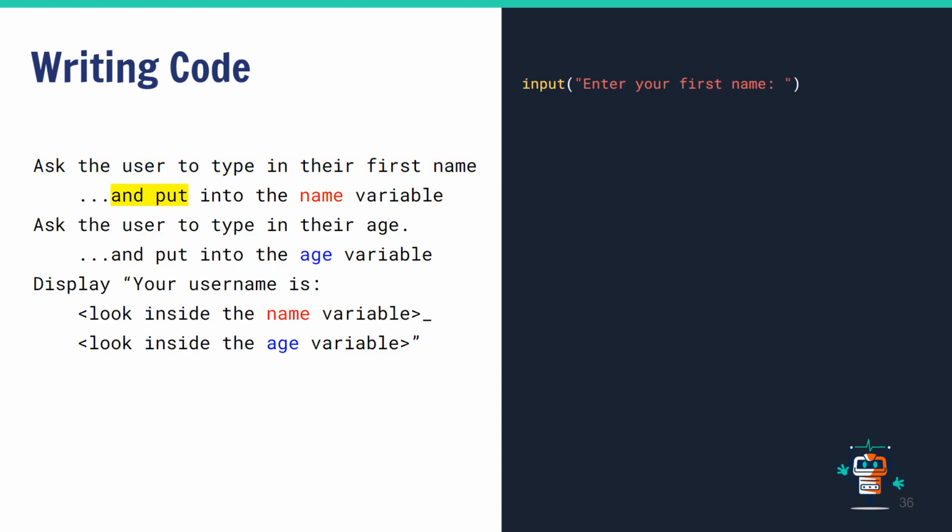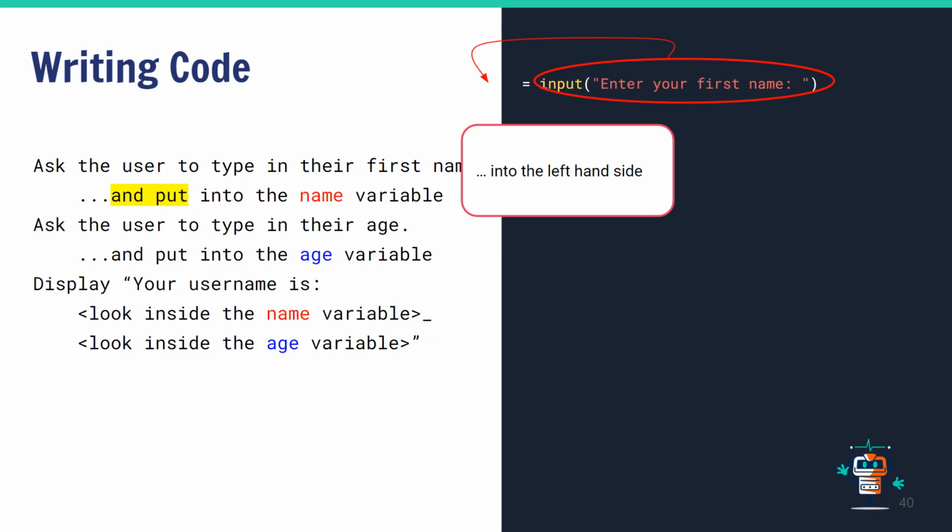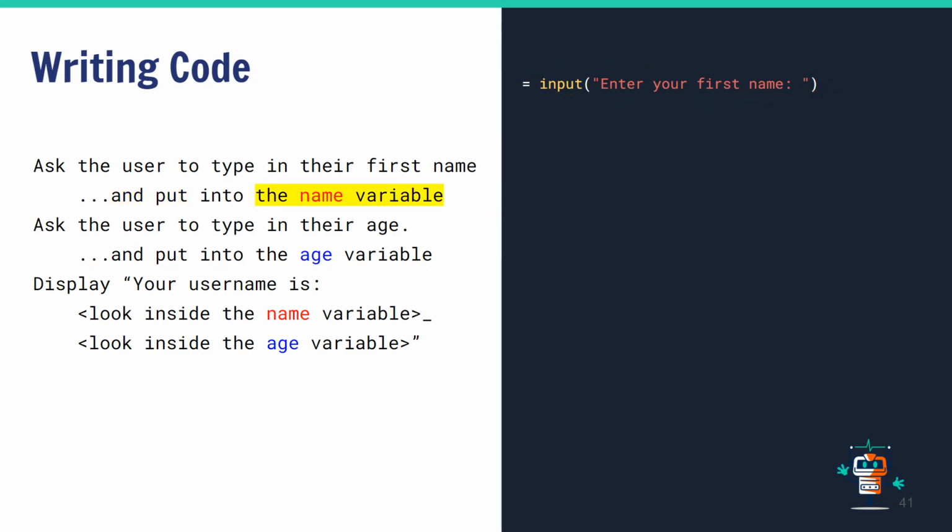The next part is we need to take the information from the input function, that is what the user has typed in, and put it into the name variable. In order to put something into a variable, we are going to use the equals sign. We use the equal sign to put something that we find on the right side of the equal sign, which in this case is the result of the input function, and put it into the left-hand side. In this case, we don't have anything in the left-hand side yet, but we know that we're going to put that into the name variable, so that's where we're going to insert the name variable.